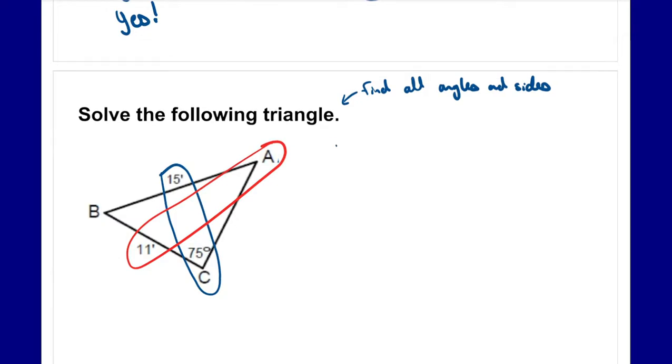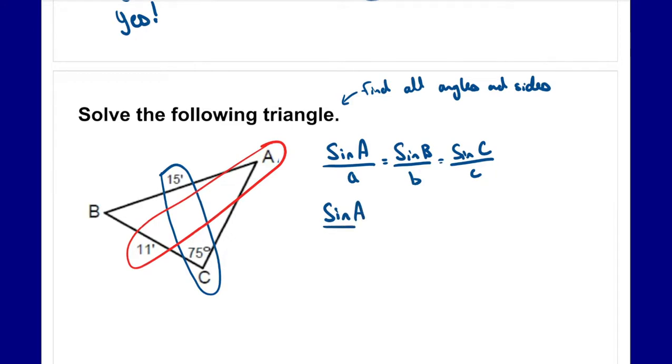So I'm going to write out my sine law. So sine A over A equals sine B over B equals sine C over C. Now which ones are we going to work with? Well, we can see that if we're going to plug information in, we have information for A, because we know the side length, or little a. For B, we don't know anything. And for C, we know the angle. And we know the side.